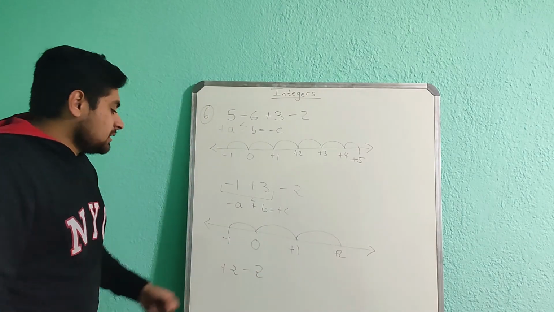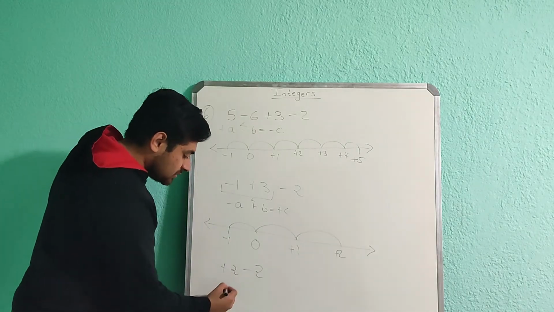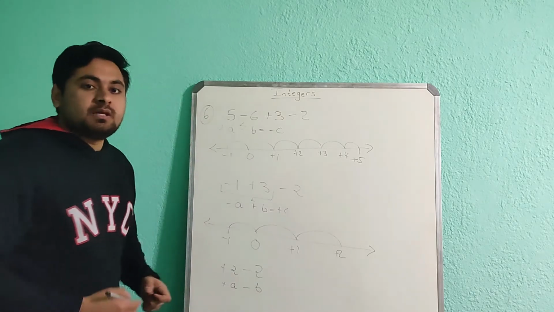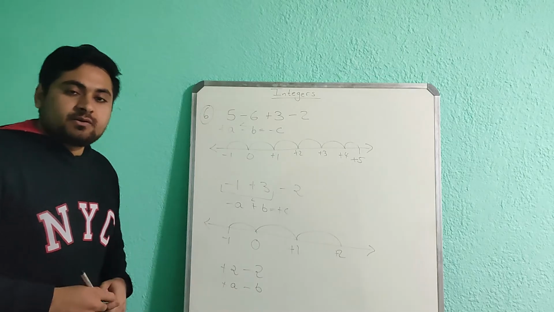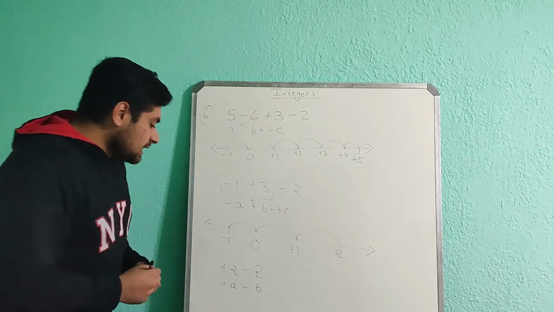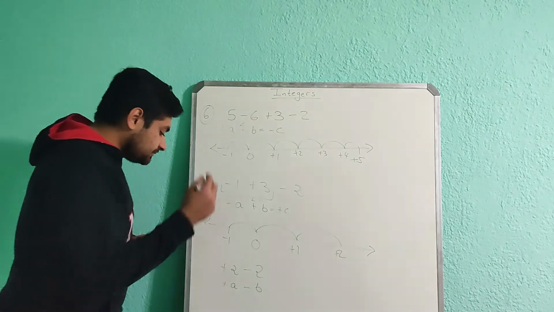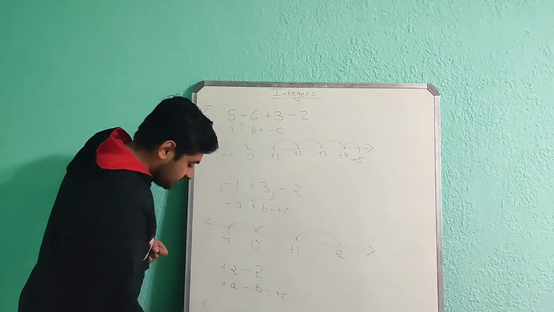Now this is our question now. Positive 2 minus 2. So if you look at these two, this is positive a minus b. So we know this one is our second rule. Second rule, but they are both the same, right? So let's see what happens. Since they are both the same, it will be positive.